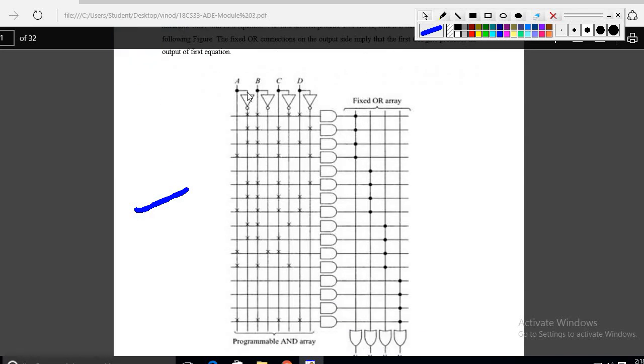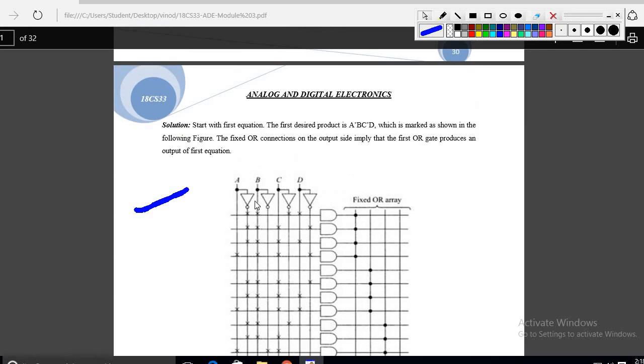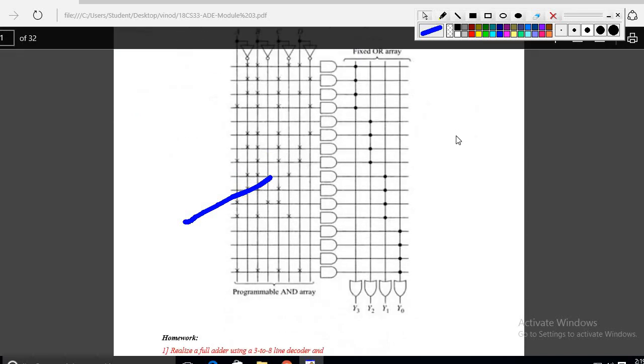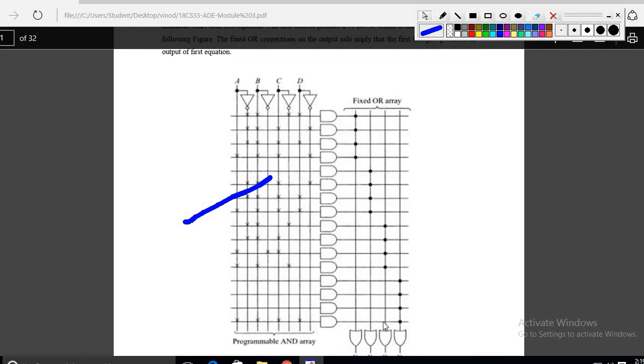So this is the same thing. See here, it is not a normal inverter I am using, so just make a note of this. I am adding one input over here. This point is your non-inverted input, and this one is your inverted input. Okay, so first, there are a bar, b bar, c bar, d bar, right? This is a programmable AND array, and this is a fixed OR array.